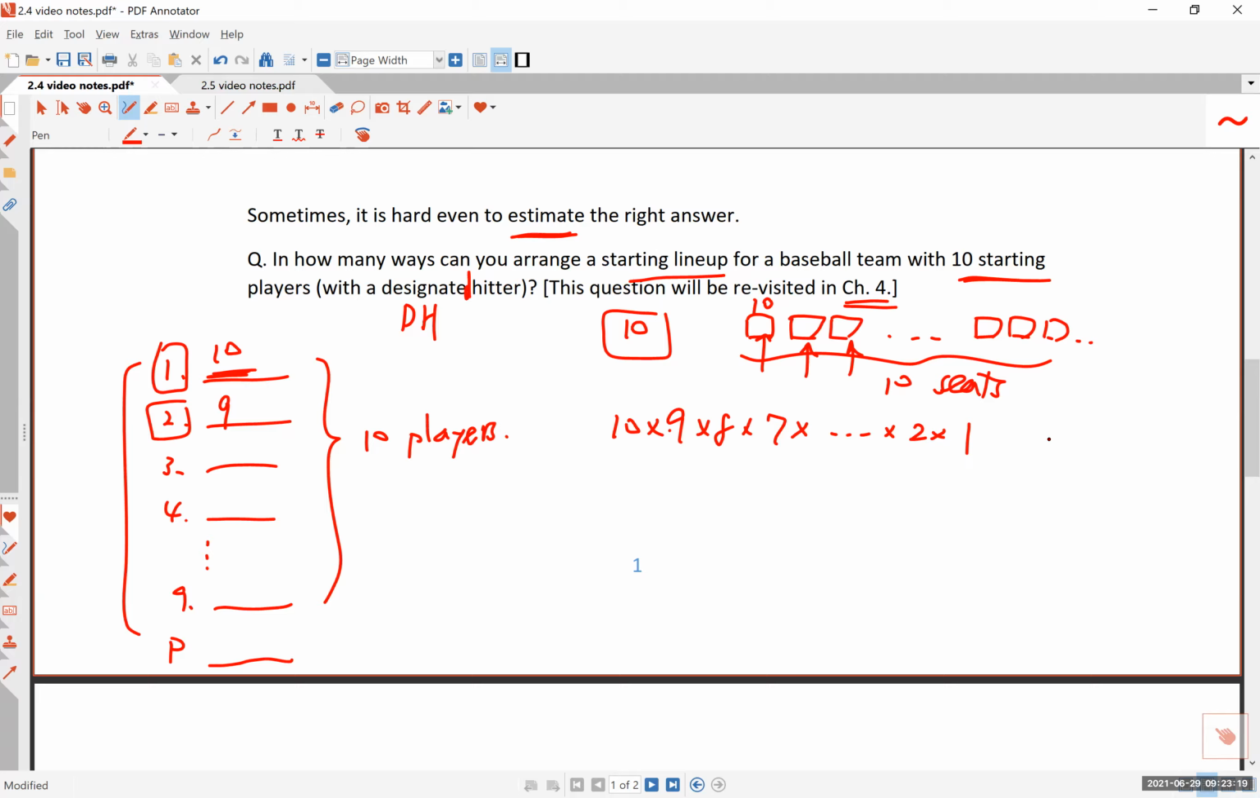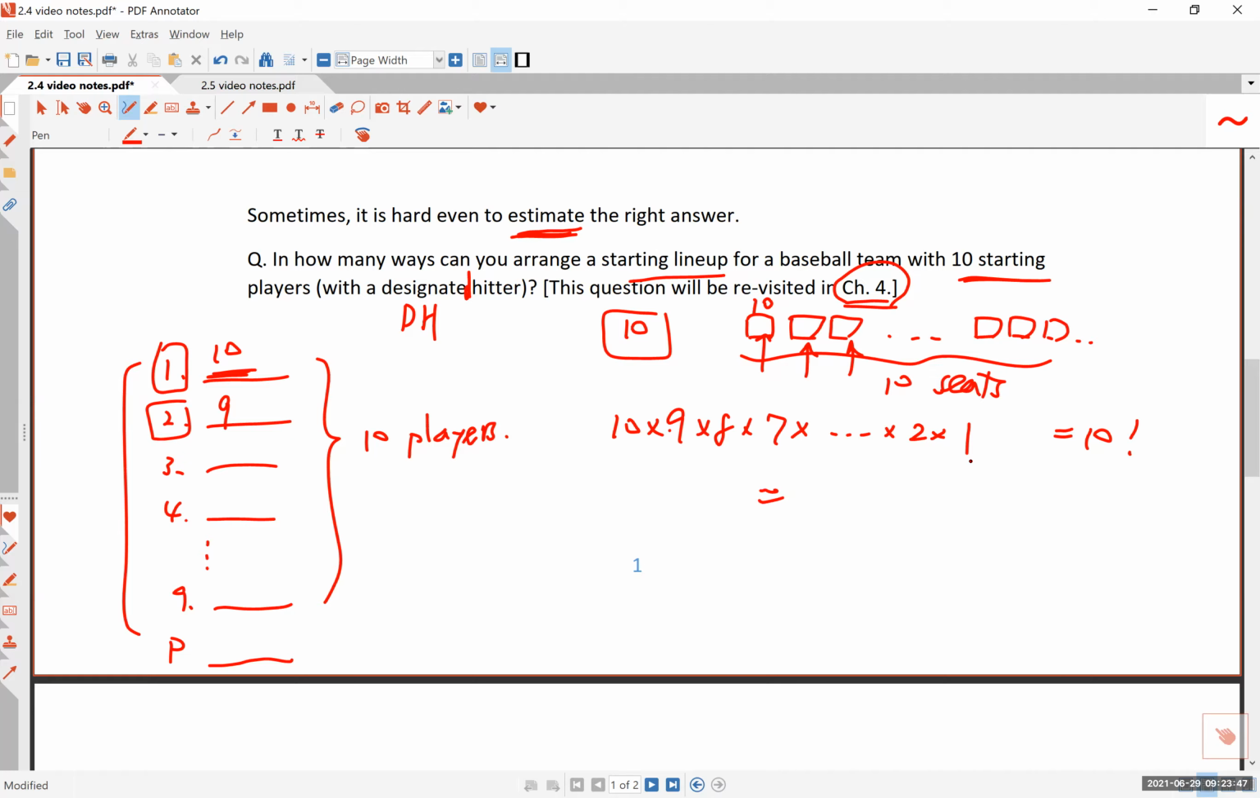Now we have a name for this. You don't have to know this right now. In chapter 4, we will revisit this, but it turns out to be 10 factorial. So that's the answer. Now I asked you to estimate this. You probably didn't know how to estimate it unless you were familiar with permutations problems. So that is the answer, and it sort of makes sense. But what is surprising is that this is a ridiculously large number. Can you guess what this is?